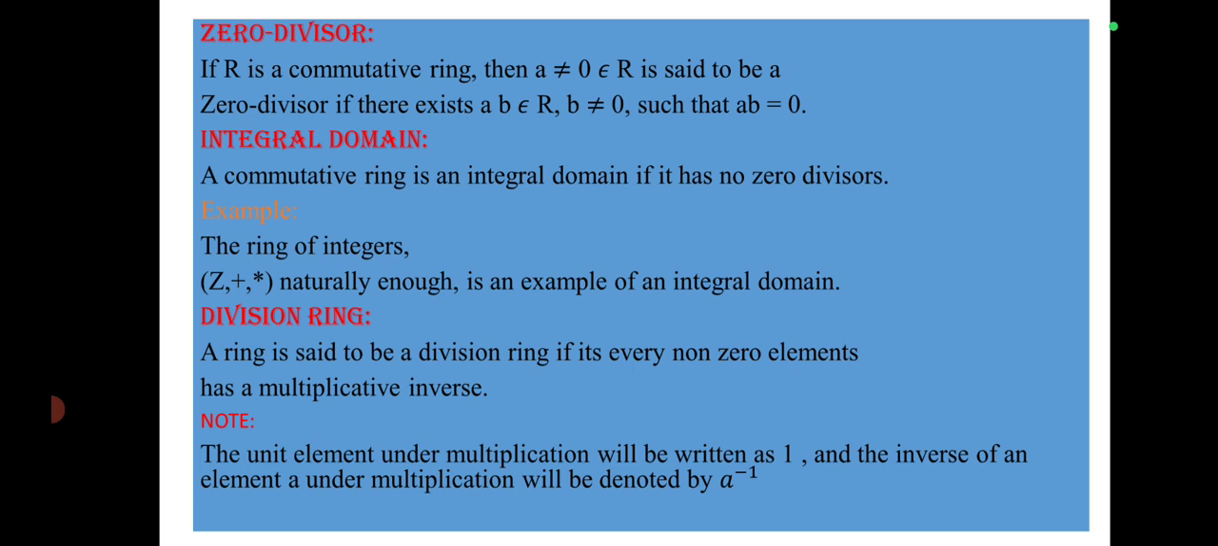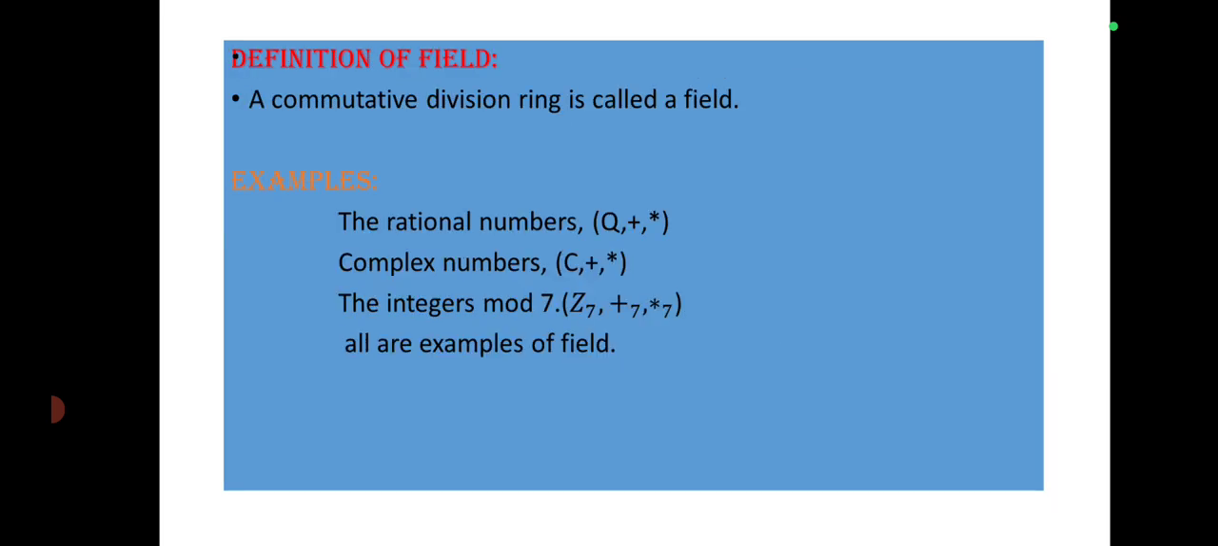Next, division ring. A ring is said to be a division ring if every non-zero element has a multiplicative inverse. First of all, R is a ring. Next, every non-zero element has a multiplicative inverse, then the ring is said to be a division ring. Non-zero element means except 0. The unit element under multiplication will be written as 1 and the inverse of an element a under multiplication will be denoted by a inverse.